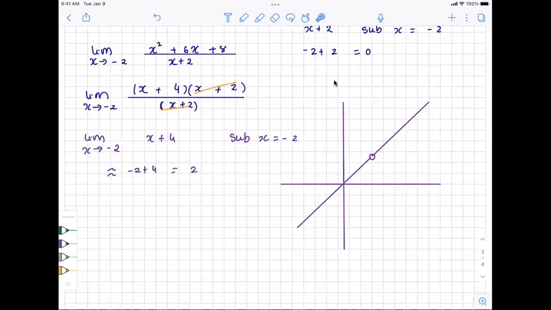Okay, so this is the problem where you have to simplify your equations before you take the limit. That's why simplification is really important in math. So I hope that helped.